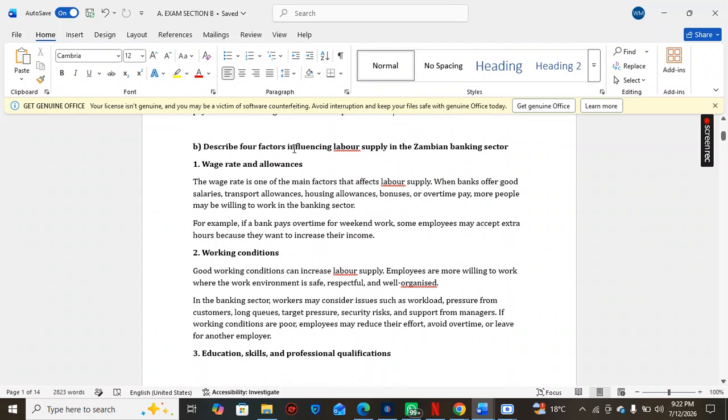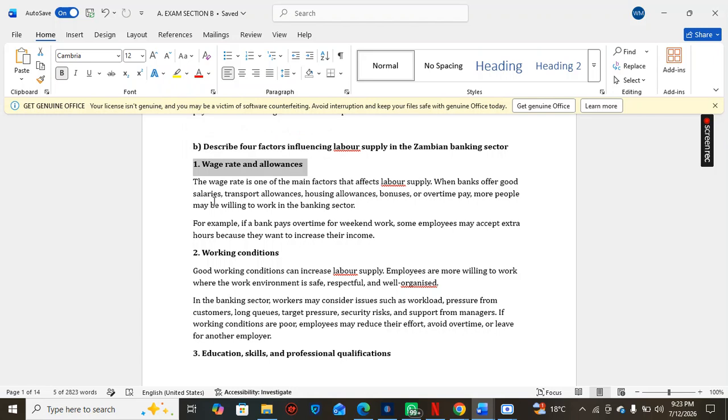Describe four factors influencing labor supply in the Zambian banking sector. Well, one major factor that will influence labor supply is the wage rate and also allowances. As I said, higher wages or higher pay is going to attract workers. Lower pay or lower wages, workers won't be attracted to you.